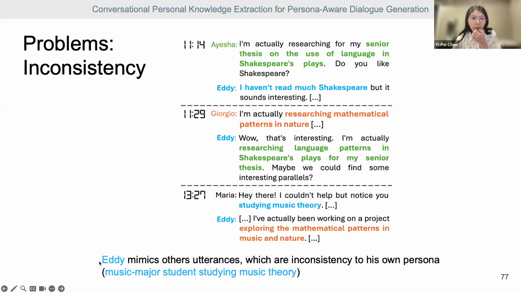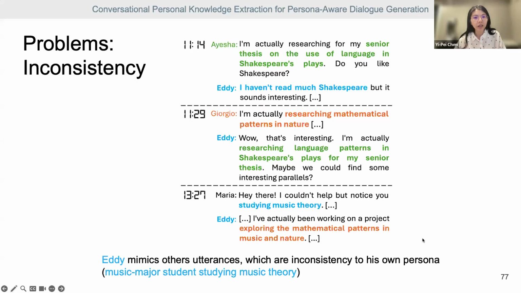For example, Eddie is a music major student studying music theory. However, after he talked with Ayesha, who is working on a senior thesis on the usage of language in Shakespeare's plays, he mimics her persona. And after he talked to George, he also mimics George's persona instead of sticking to his own persona.